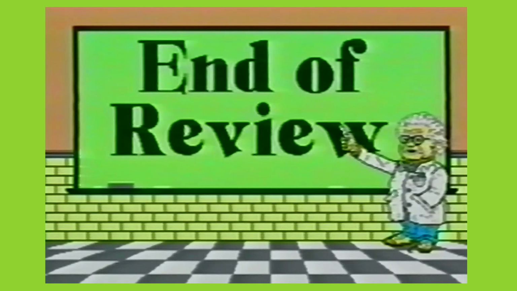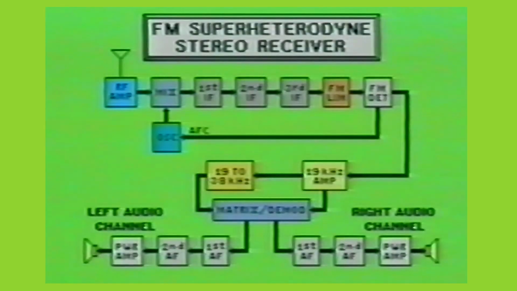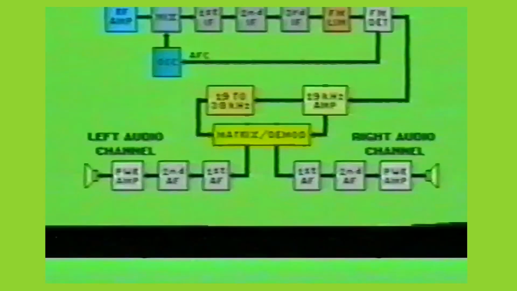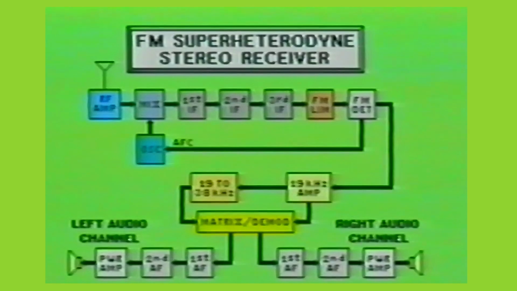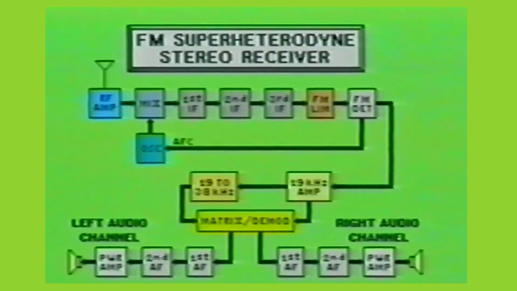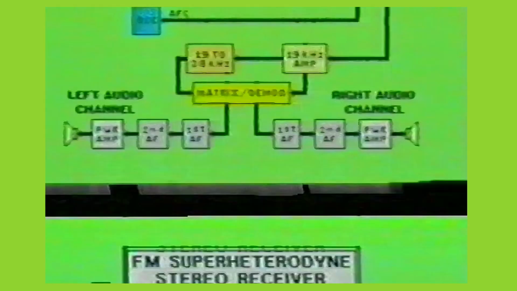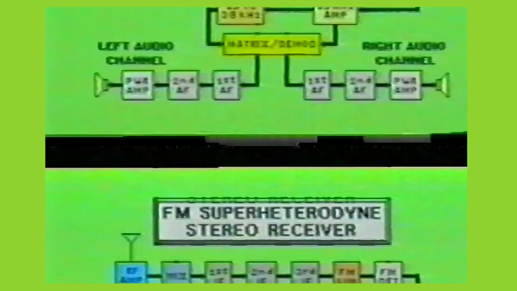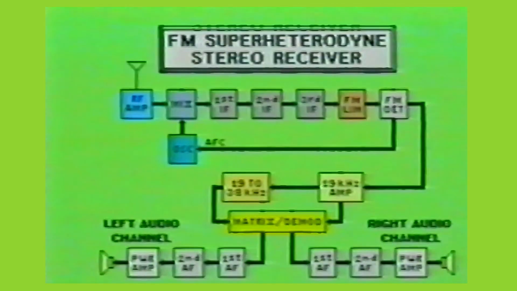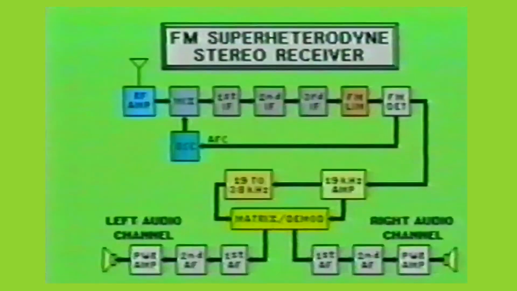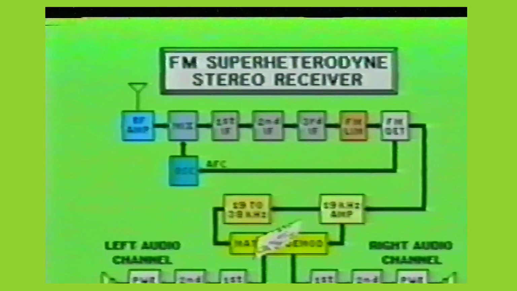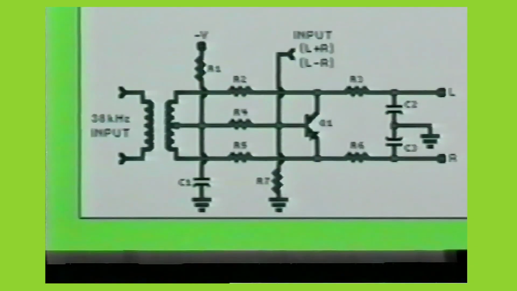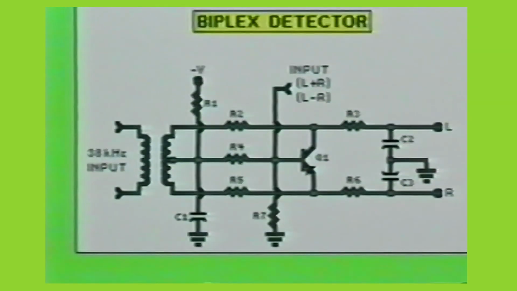The matrix demodulator stage may use either a frequency division or a time division method of decoding two or more channels of information. Digital multiplex uses time division, while the FM stereo process uses frequency division. One of the circuits which utilizes frequency division is the biplex detector. Here you see a simple biplex detector circuit used in many matrix demodulator stages.